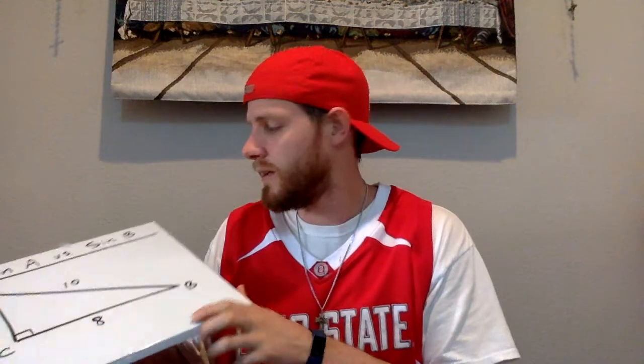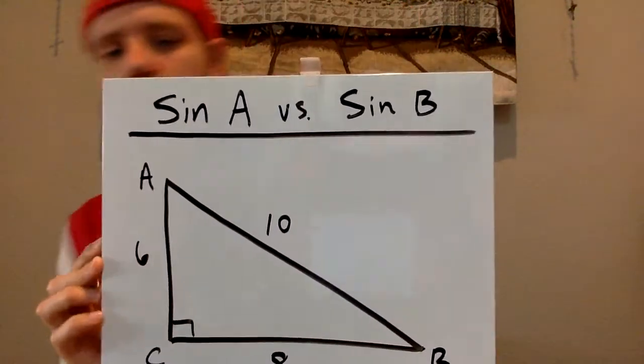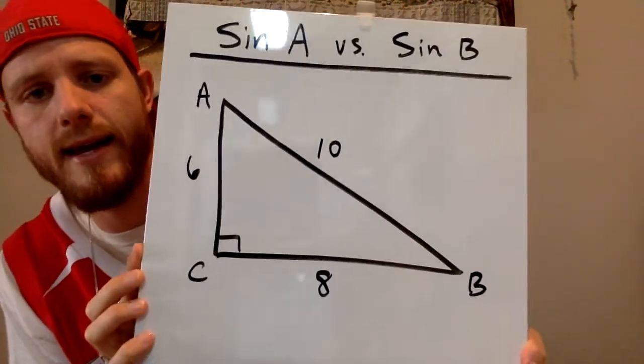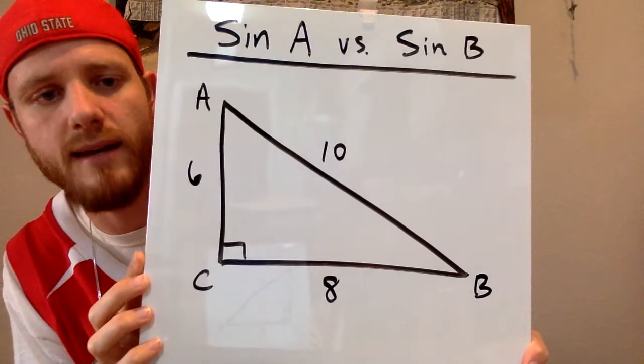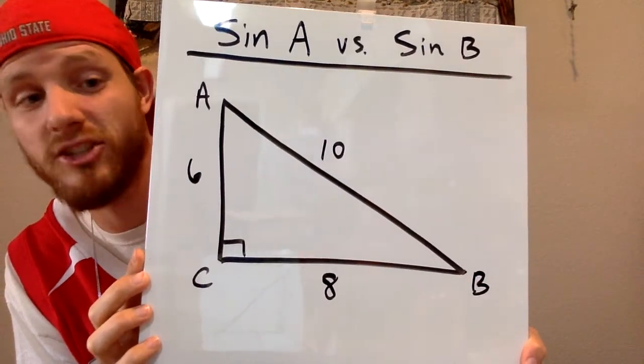All right. Let's go back. So Joe's question from my 4A, I believe. Here was the question. He's like, "Hey, Mr. G, is sine of A and sine of B the same thing?" And it's actually not.